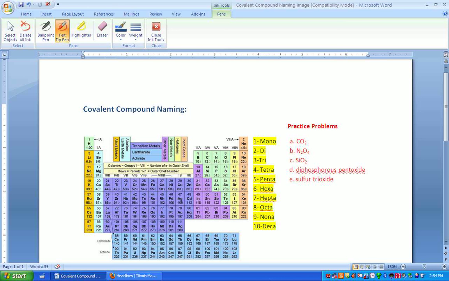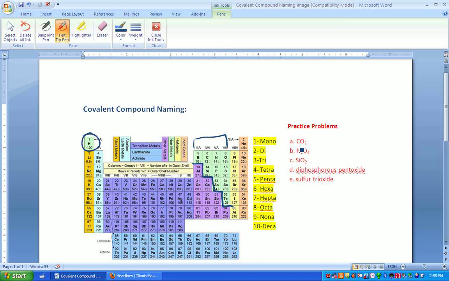Here are a couple of practice problems on covalent compound naming. Covalent compounds are bonding between nonmetals and nonmetals, and it's indicated by the green areas in this periodic table. If you have a hard time remembering which ones are nonmetals, you can start from the boron and go down in staircase.